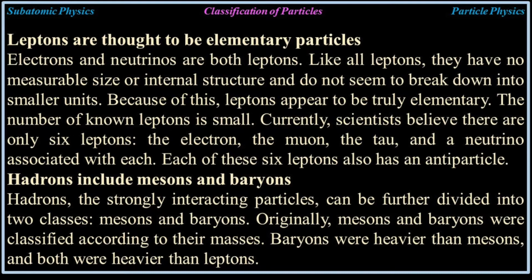Hadrons include mesons and baryons. Hadrons, the strongly interacting particles, can be further divided into 2 classes, mesons and baryons. Originally, mesons and baryons were classified according to their masses. Baryons were heavier than mesons, and both were heavier than leptons.